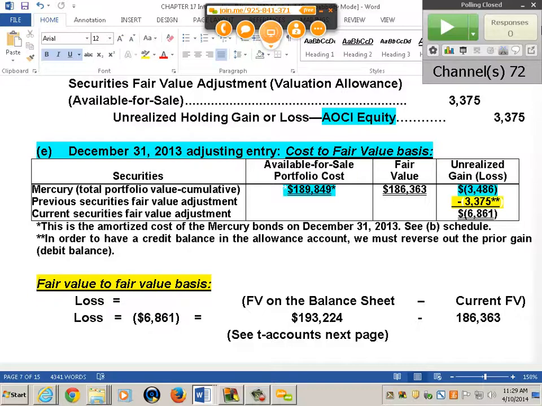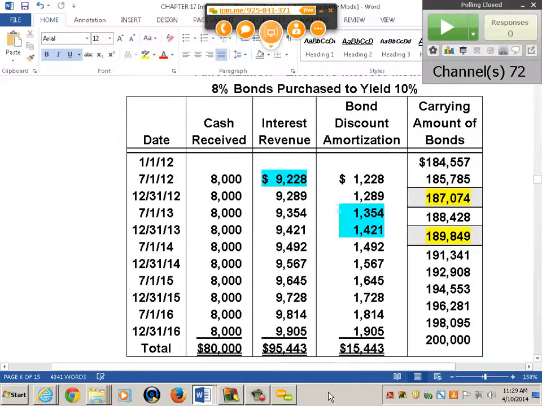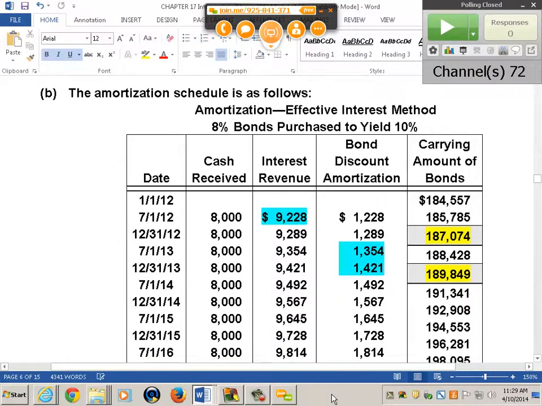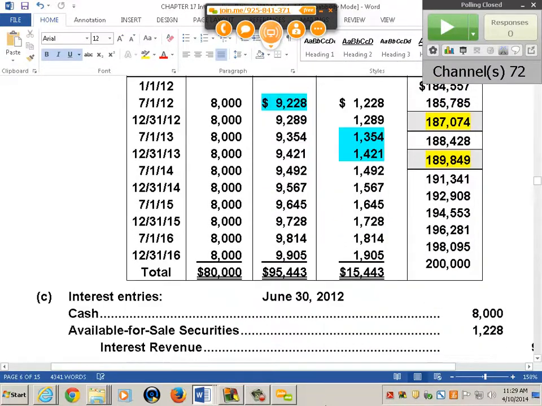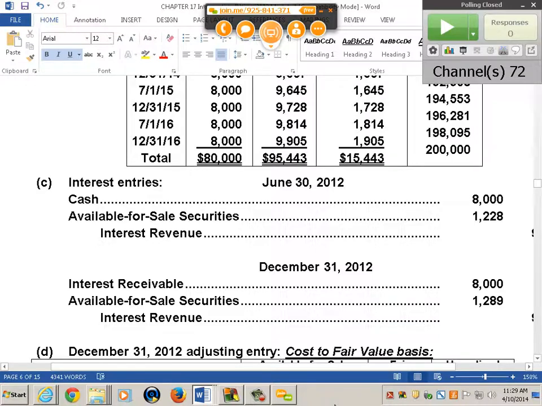For held to maturity, we already did that in the line. If it's held to maturity, you would do nothing but this. It's just going down the amortization table, making all these entries for interest. If it's available for sale, then we record the fair value investment only into the valuation account and then onto other comprehensive income.